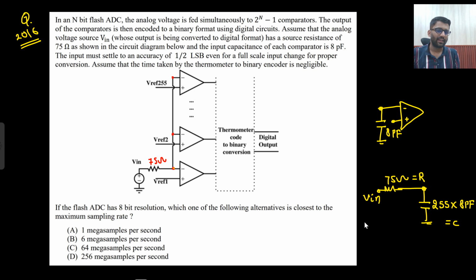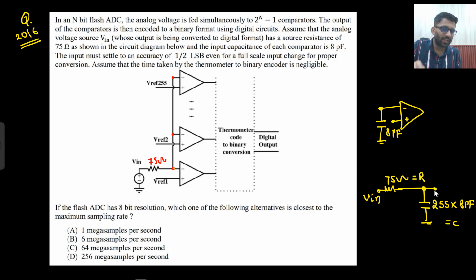Now what will happen? Let us say Vin is some voltage. That will take some time to rise here, no? That will take some time to reach here. So what are they saying? The input must settle to an accuracy of half LSB even for a full scale input change for proper conversion. Now I saw in some YouTube videos they were saying that here it should be output. No, it should be input only. They are talking about this input. It should not be output.